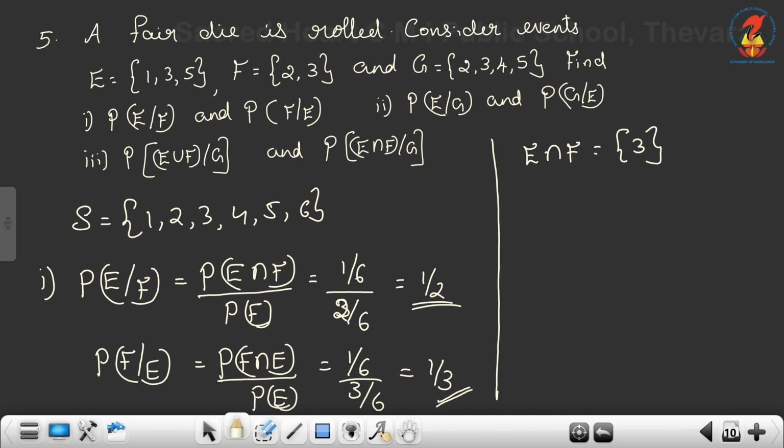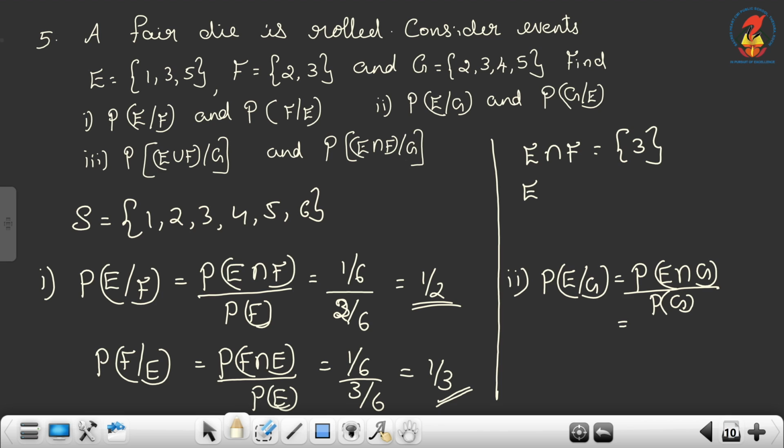Okay. Now the second question. E given G. P of E given G means E intersection G by P of G. So what is E intersection G? E and G, that is 3 and 5. So the probability is 2 out of 6 by P of G, 4 out of 6. So it is 1 by 2. Second one is also 1 by 2.